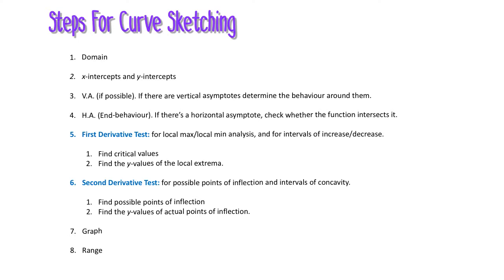The goal is now to gather all this information about a given function in order to sketch its graph. You can see right here that I have created a set of guidelines that you can pretty much always follow when trying to gather information about a function in order to sketch the graph. One of the first few things that I like to do is to find the domain of the function, the intercepts, vertical asymptotes, horizontal asymptotes.